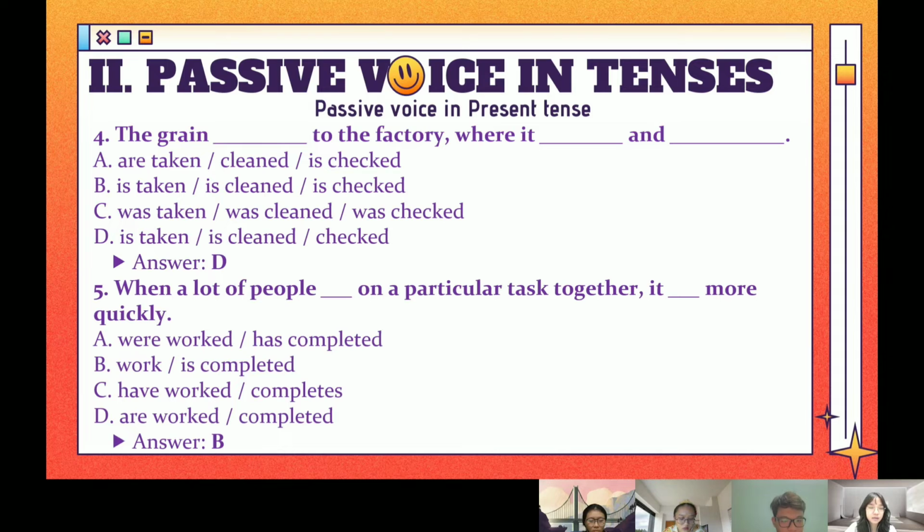So next part is the exercise. Here are some exercises to help you consolidate what you just learned. In the first exercise, everyone, please rewrite these 3 active sentences into the passive voice. So anyone volunteer? Please raise your hand. I would like to provide A to answer.